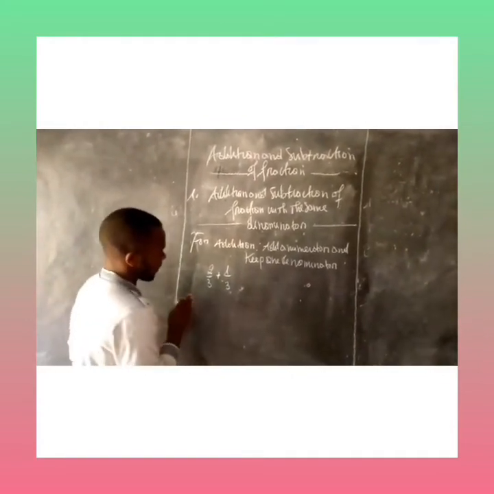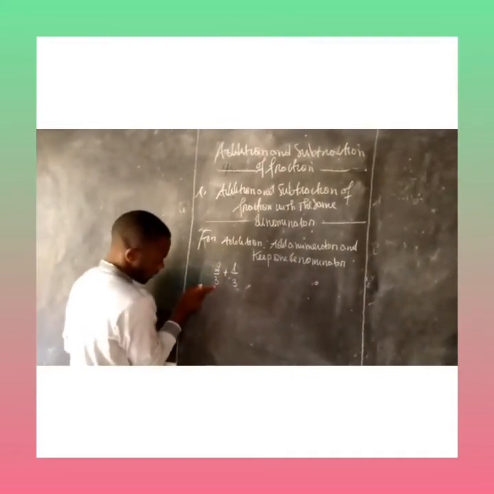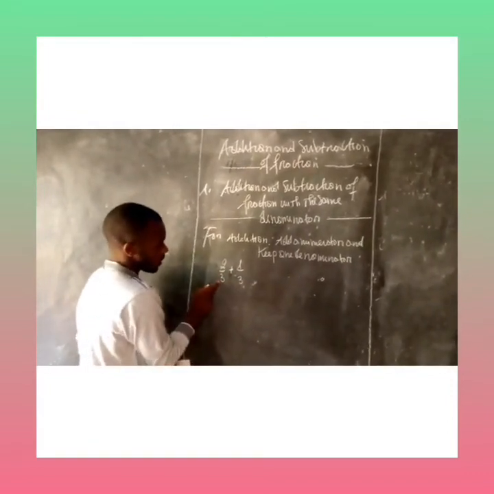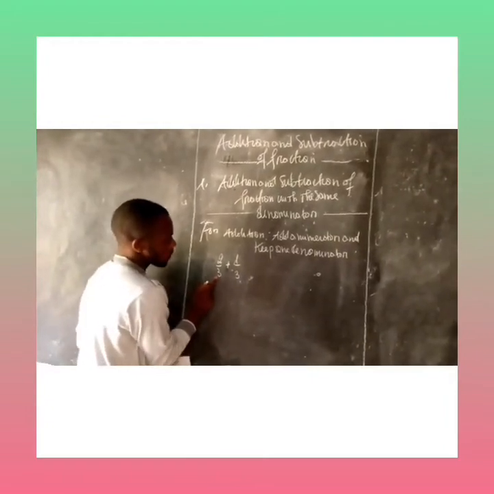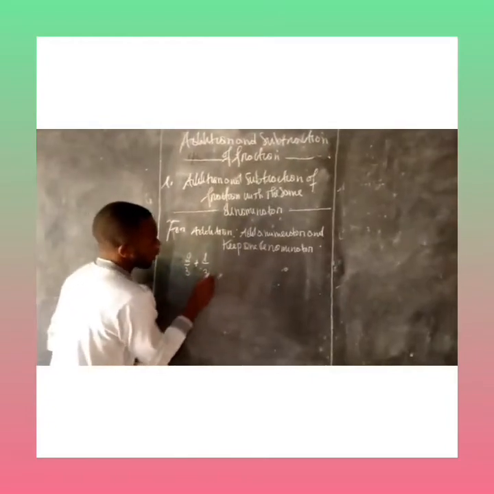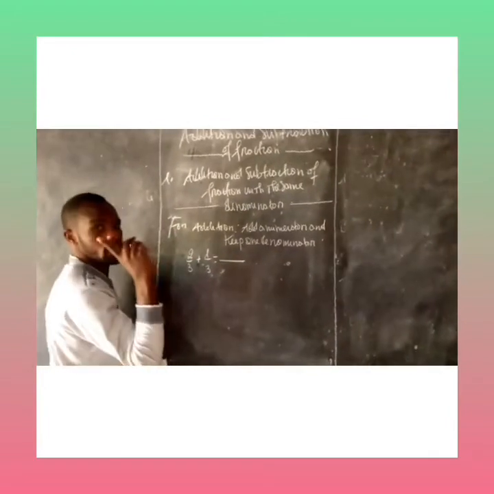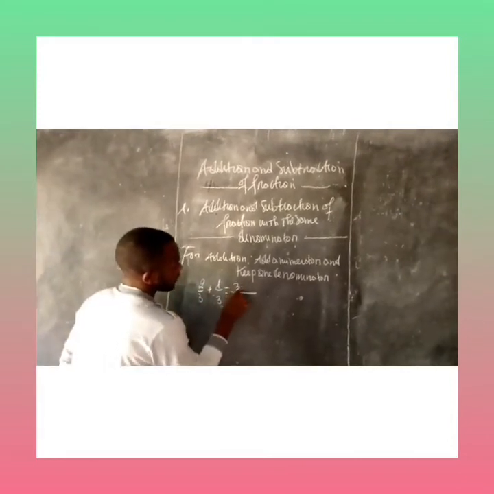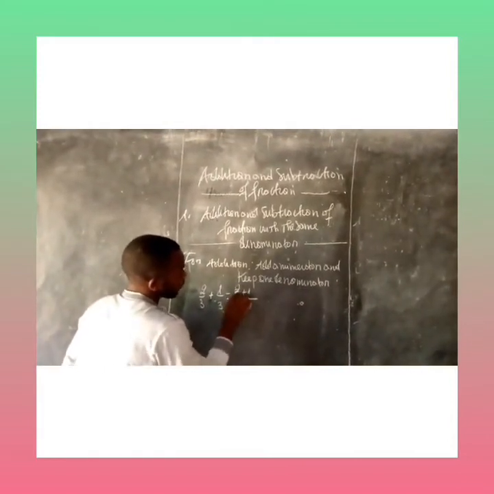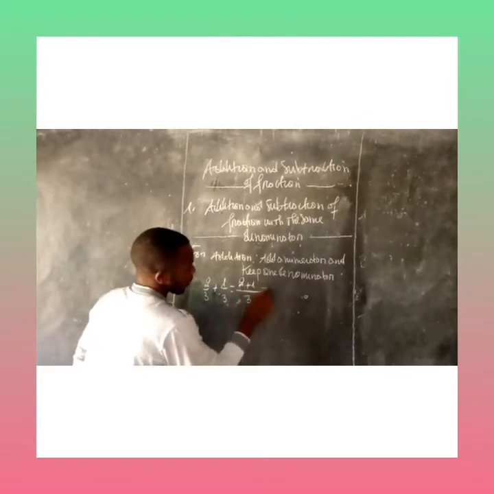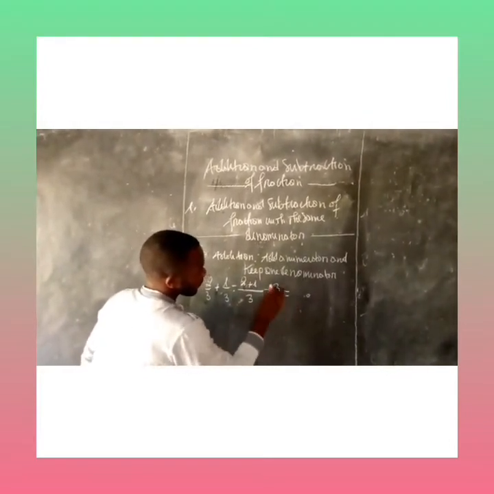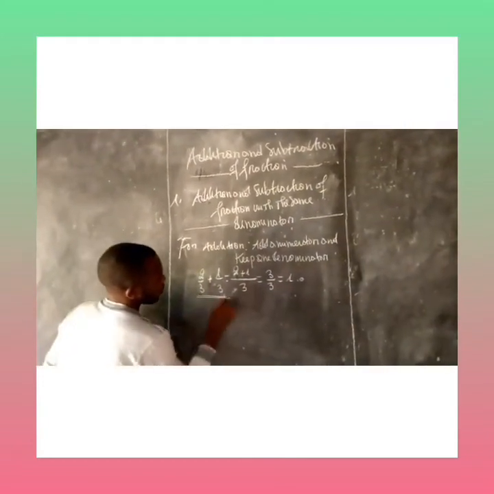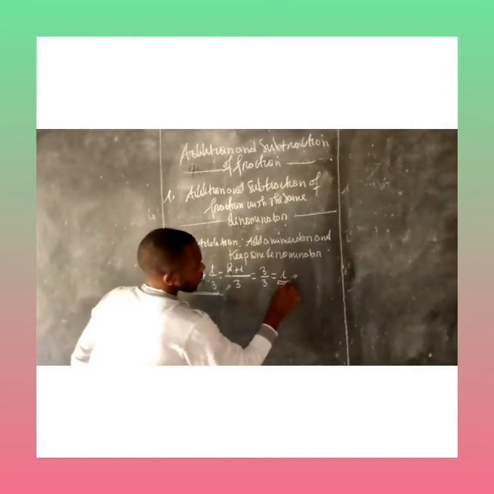Do you see here? The first fraction is 2/3 plus the second fraction 1/3. The denominator of the first fraction is 3 and the denominator of the second fraction is 3. So you write one denominator, 3, and now add the numerators: 2 plus 1, we get 3 over 3. 3 over 3, we get 1. The addition of these two fractions gives a whole number.